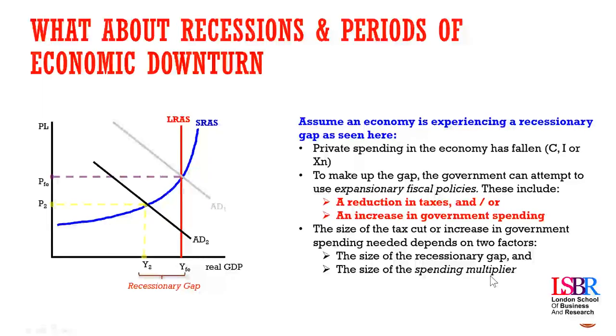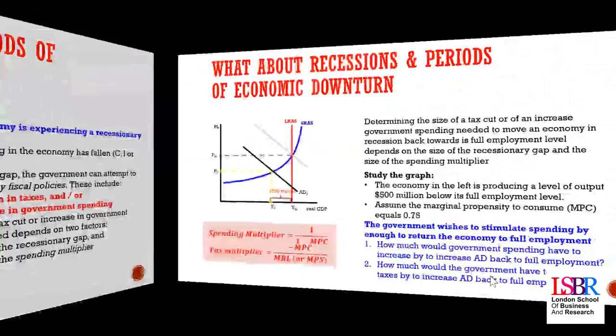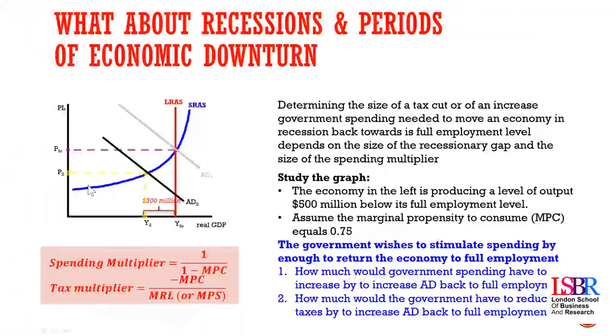The size of the spending multiplier, okay? So that's what the MPC stands for. If we study this graph here, the economy on the left is producing a level of output at $500 million below the full employment level.